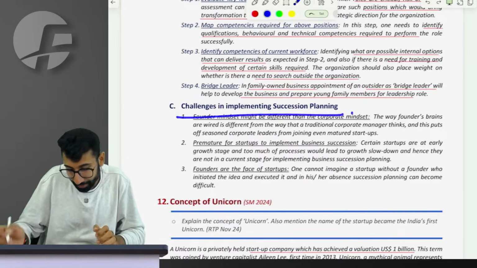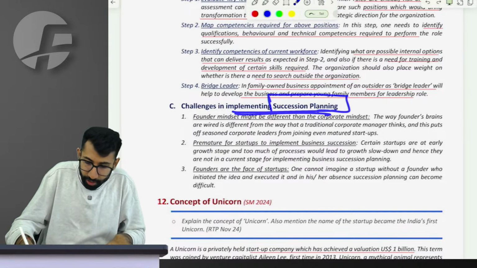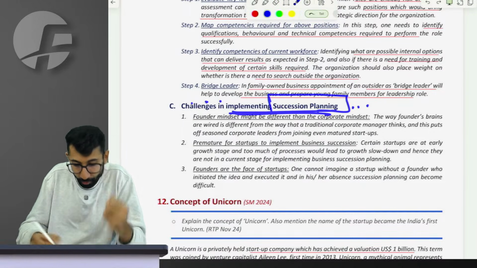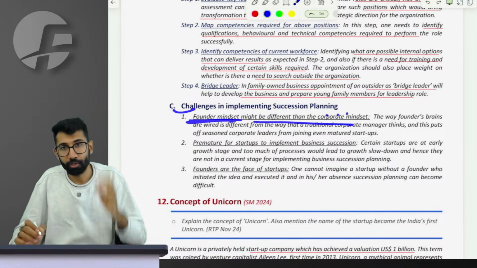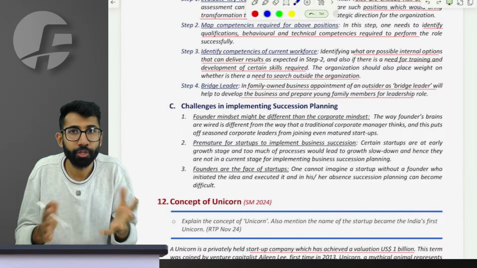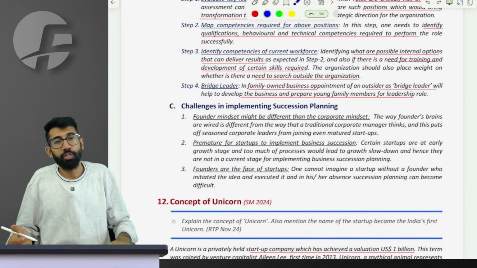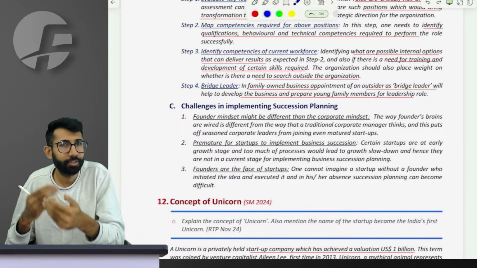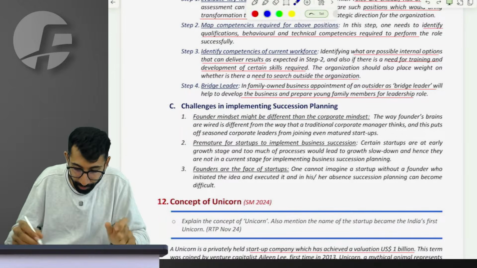Sir, what are the challenges when it comes to succession planning? I want to do that planning, I want to implement it, but what are the challenges? First of all, a founder mindset can be different from a corporate mindset. When you are a founder, you do the business, you have altogether a different approach than the system. You are a founder because you are not part of the system. Frankly, you don't like to follow the steps, the process, the system. You want to think independently in your own way.